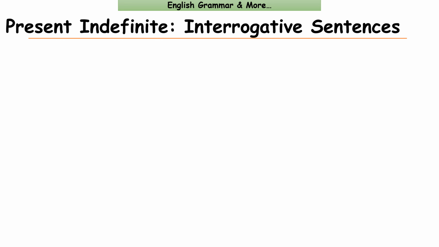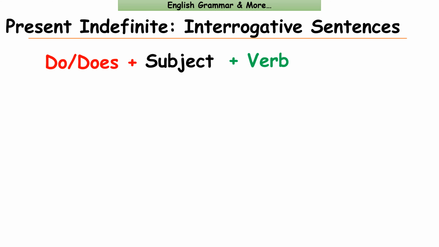Now let's see how to make interrogative sentences when the verb is in the present indefinite tense form. As you may already have observed, in affirmative sentences, we start with the subject and follow with the verb. For interrogative sentences, however, we need to add do or does right before the subject. And when we add do or does before the subject, we need to make sure that the verb returns to its root form. There is no suffix after the verb.